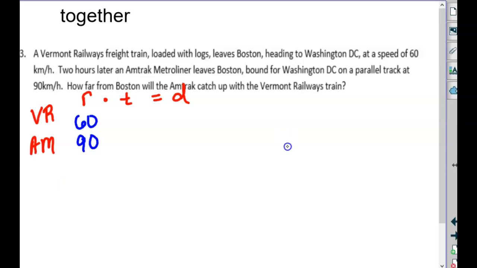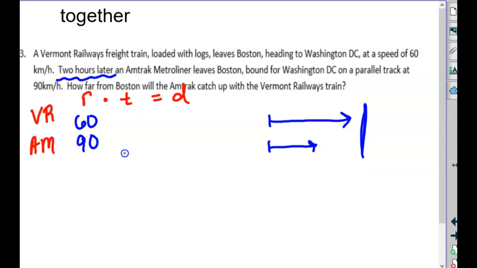Actually, the time is not the same because this one leaves 2 hours later. But if they catch up to each other, what is going to be the same? Yeah, the distance they have each traveled. Does that make sense? So they both leave, one leaves ahead of time and the other one comes along later. But when they catch each other, they will have both gone the same distance. Making sense now? So the time is not the same.